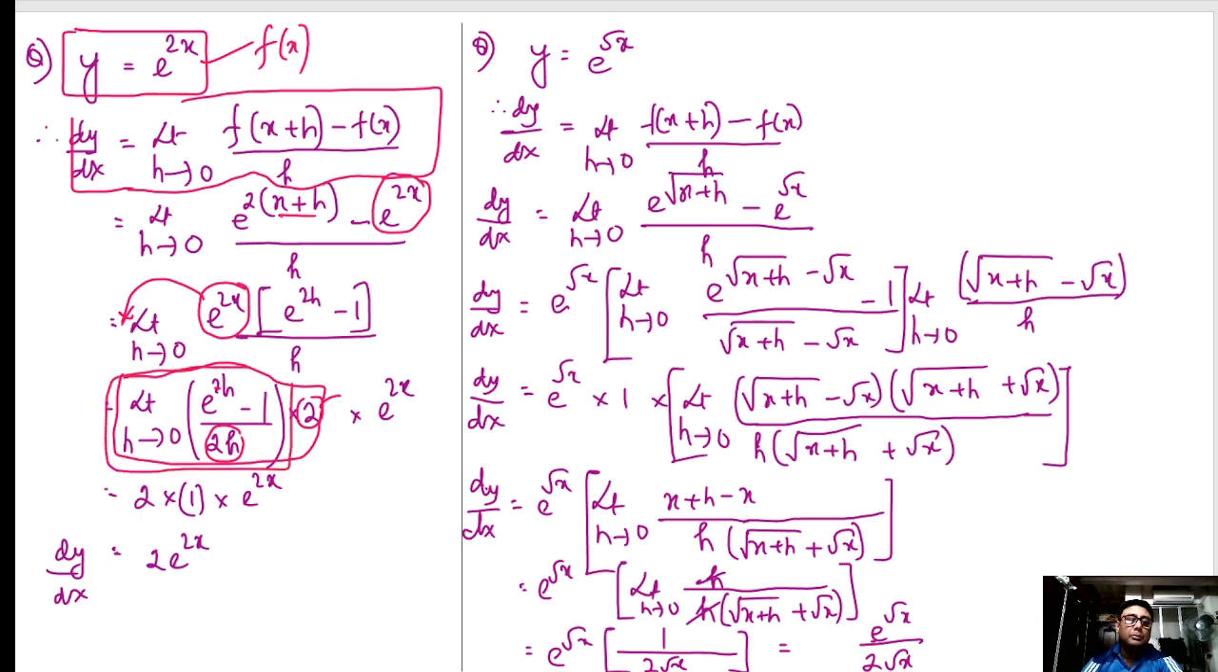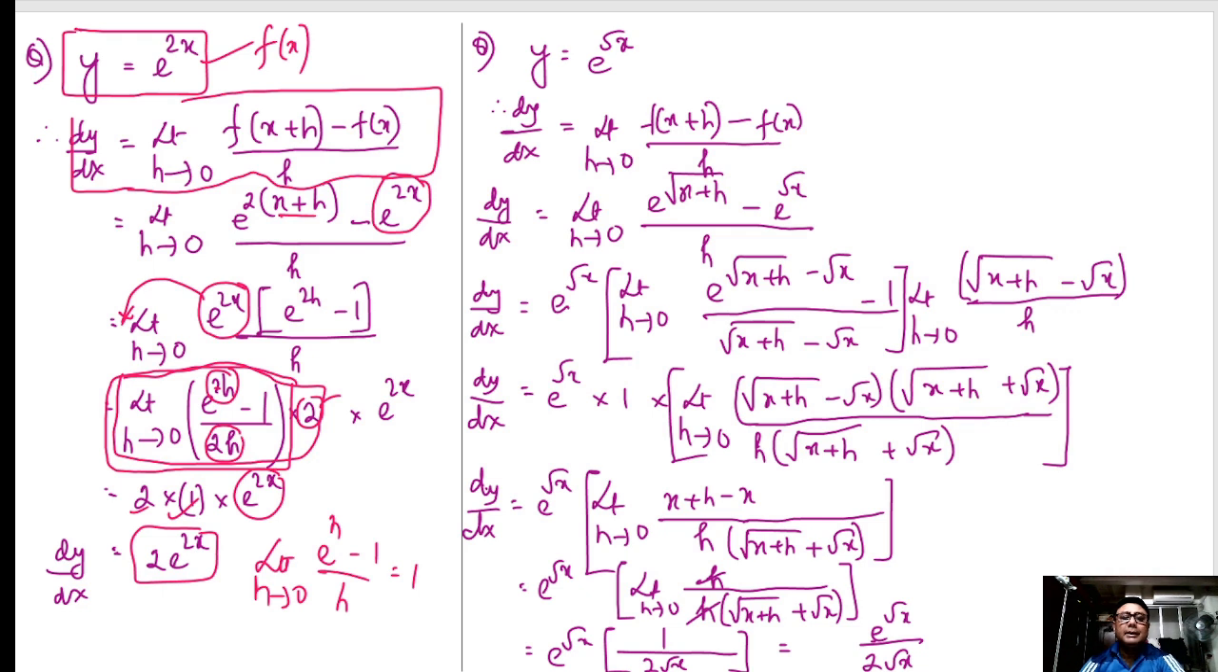Applying the limit formula, this part becomes 1, because limit h tends to 0 of (e to the power h minus 1) by h should give me 1. So this is the same thing, the angle here is the same, 2h, so it should give me 1. So 2 into 1 into e to the power 2x, so 2 e to the power 2x, that is our formula, that is the answer of this sum.